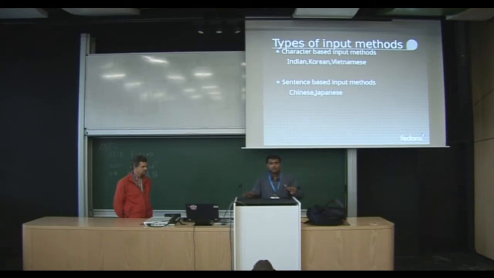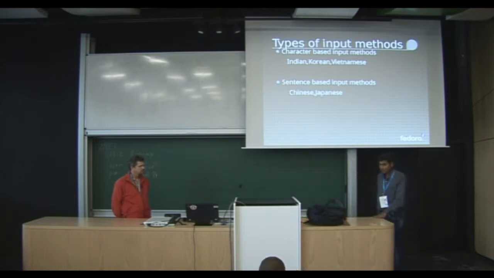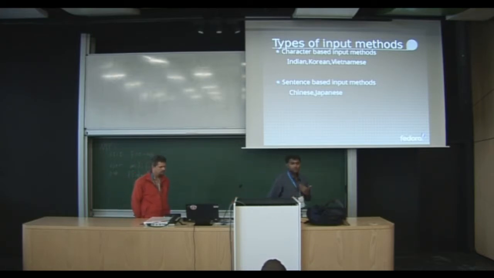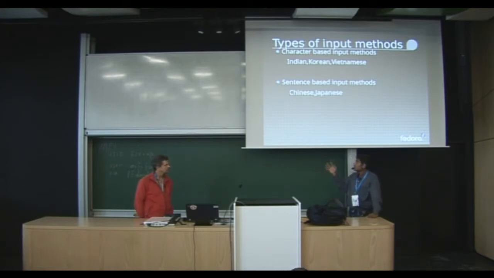This is not a 100% dictionary-style slide, I just want to differentiate between the types of input methods. According to me, there are two types: first is character-based input methods, and other are sentence-based input methods. Character-based input methods are when you type one ASCII or Latin character and get the alternative character for that particular language. Typically we use such input methods for Indian, Korean or Vietnamese languages. The second type, I call sentence-based input methods, for example Chinese or Japanese.